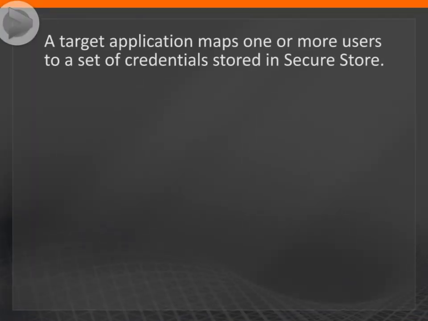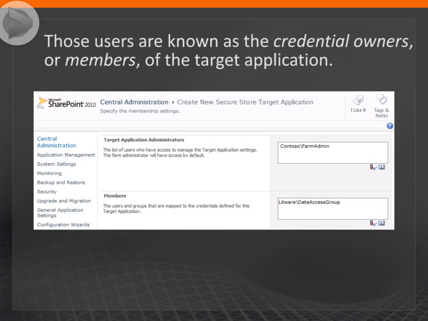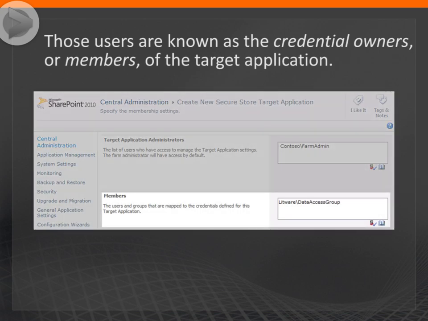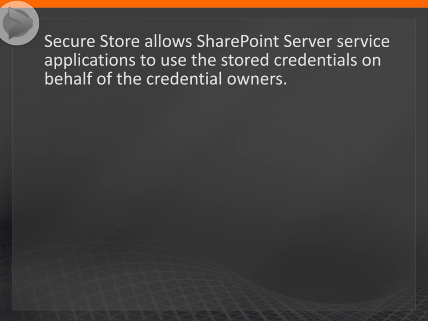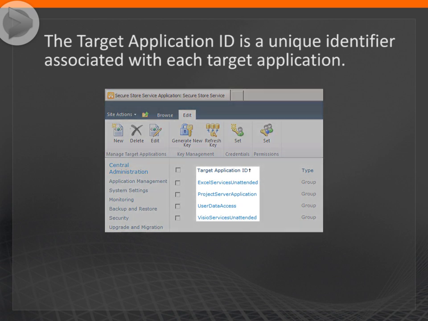So to recap what we talked about, a target application maps one or more users to a set of credentials that are stored in the Secure Store database. Those users are known as the credential owners or members of the target application. Secure Store allows SharePoint Server service applications to use the stored credentials on behalf of the credential owners. The target application ID is a unique identifier associated with each target application. The target application ID is used to reference a particular target application from within SharePoint Server.